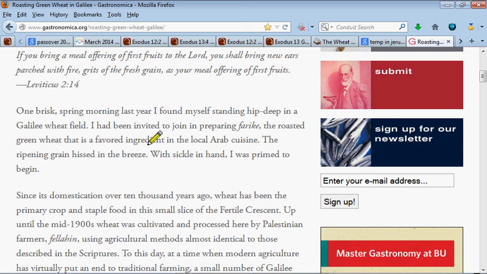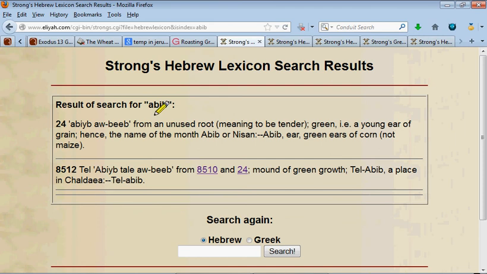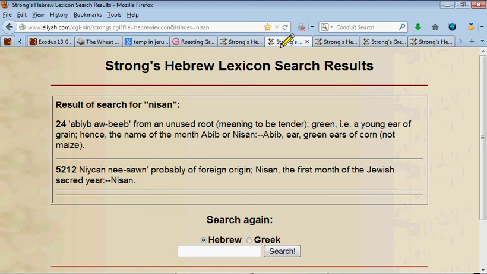So they have, on a brisk morning, hip deep in a Galilee wheat field. Okay, so we're at spring. All right? So we've already shown the temperatures. Let's check out Abib. Tender, green, younger ear of grain, hence the name of the month Abib. Or Nisan. No, absolutely, 100% not. Boom. Let me prove it. Nisan, probably of foreign origin. The first month of the Jewish sacred year, Nisan. Well, that changes. March or April. Impossible. You can't have the first month of the year be two different months.